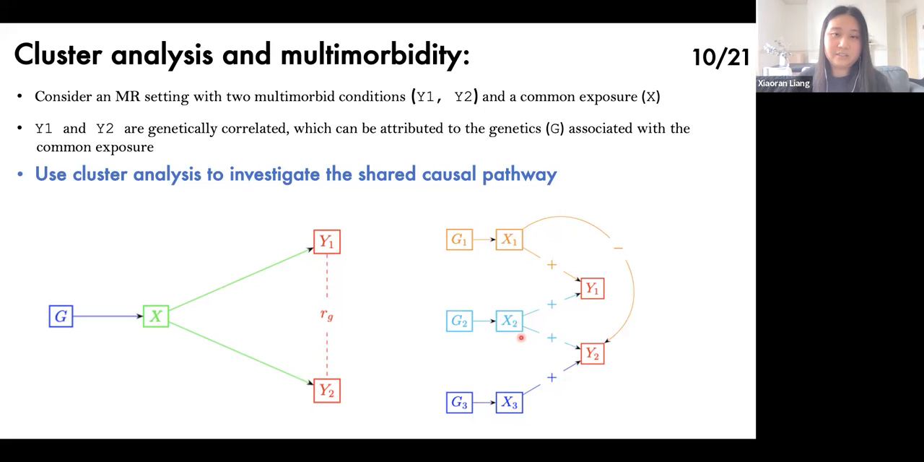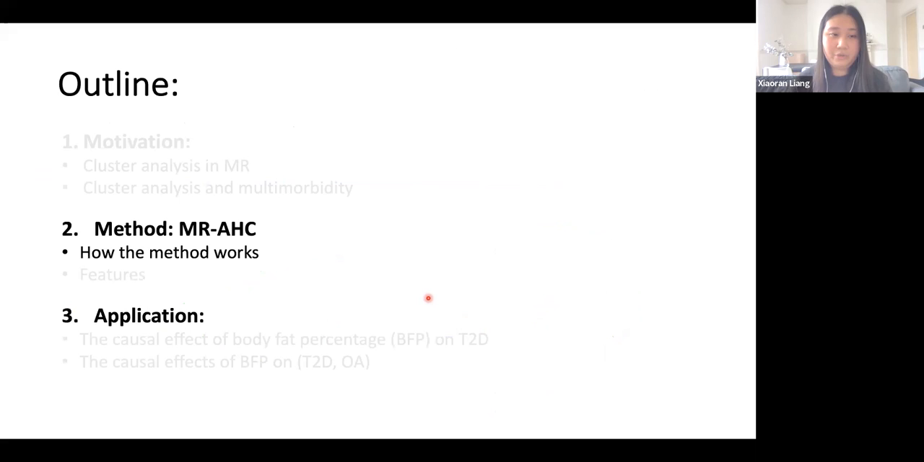So by doing cluster analysis, we can discover the set of SNPs that are associated with increasing risk for both conditions. It can help us to understand the mechanism underlying the coexistence of both conditions. That's how we use cluster analysis to investigate the shared causal pathway of the condition pairs in multimorbidity. Okay, so next I will show you how our method discovers the SNP clusters.